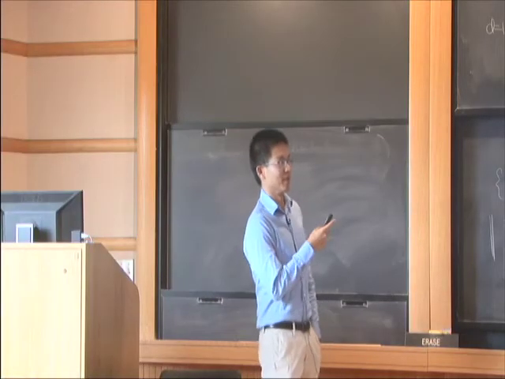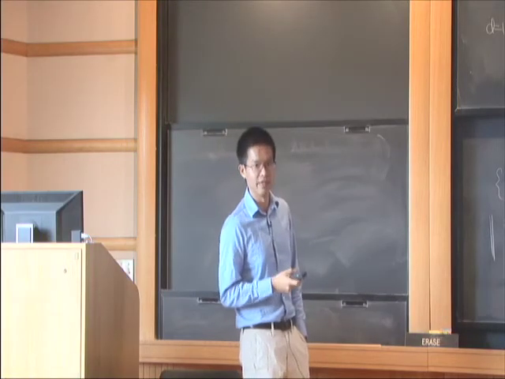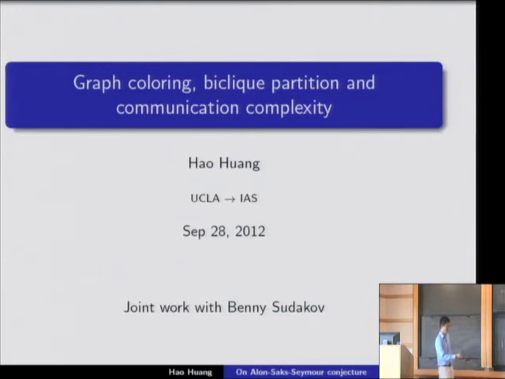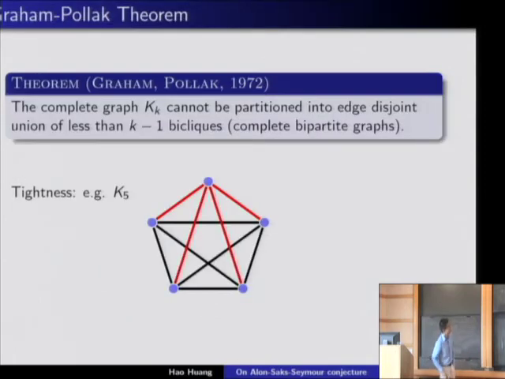And today I'll talk about graph coloring, biclique partition, and communication complexity. This is based on joint work with my PhD advisor, Benny Sudakov. So in graph theory, one of the very elegant, very beautiful theorems was proved by Graham and Pollack in the early 70s. It's actually one of the earliest applications of linear algebra in combinatorics.